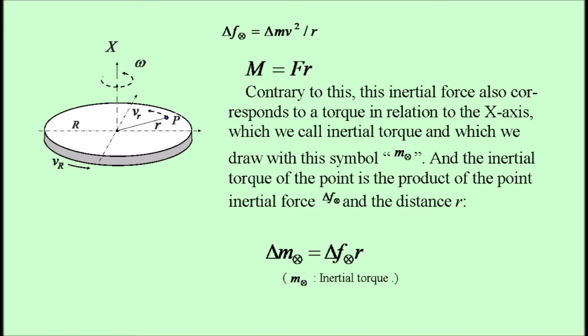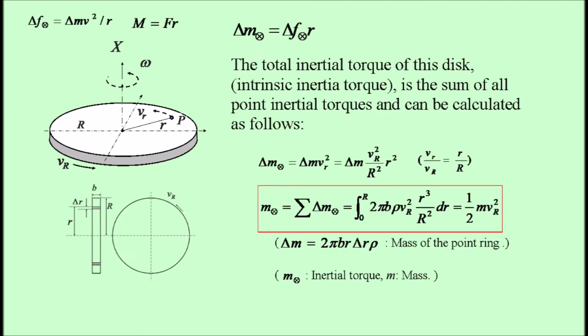Contrary to this, the inertial force also corresponds to a torque in relation to the x-axis, which we call inertial torque and which we draw with this symbol. And the inertial torque of the point is the product of the point inertial force and the distance r. The total inertial torque of this disk, the intrinsic inertial torque, is the sum of all point inertial torques and can be calculated as follows.